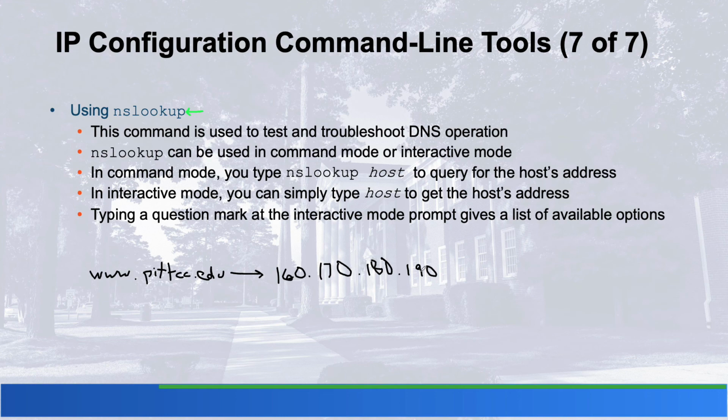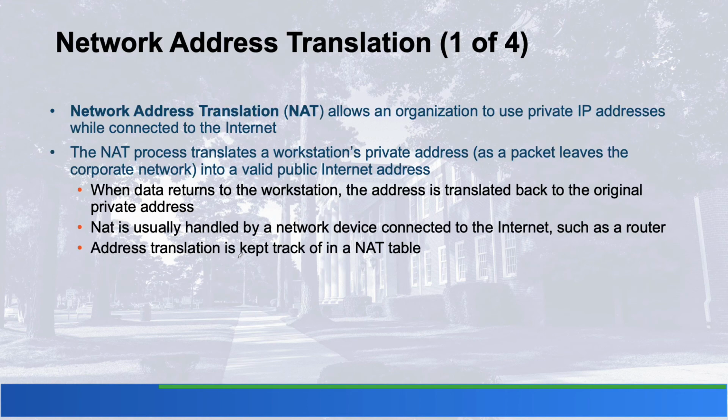You wouldn't know to go to 160, 170, 180, 190 to get to Pitt's website. But you do know that you type www.pittcc.edu to get to the website. So DNS does that translation for us so that we have memorable words that we can use to find IP addresses. Right? We test the DNS system by using NSLOOKUP. So all of these command line tools are used to troubleshoot your internet connection.